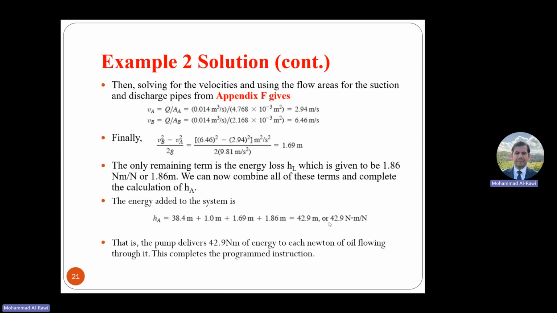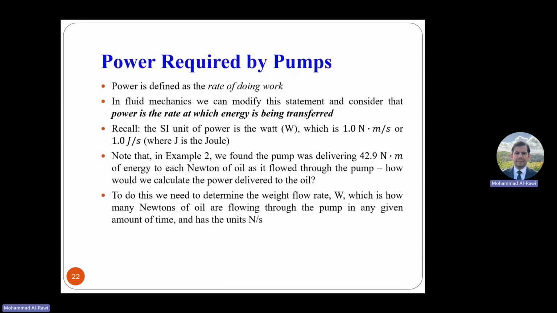Then you find the total head delivered, or energy added to the system by the pump, is 42.9 meters, or newton meters per newton, which is how we express it. The pump delivers 42.9 newton meters of energy to each newton of oil flowing through it. Remember, to each newton, so newton by newton cancels, and it's 42.9 meters. That is what the pump is delivering. And then you follow this question.